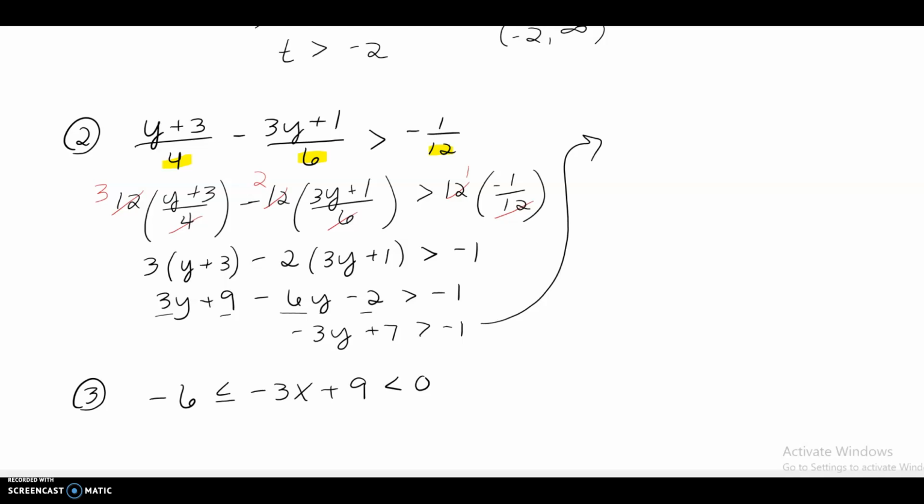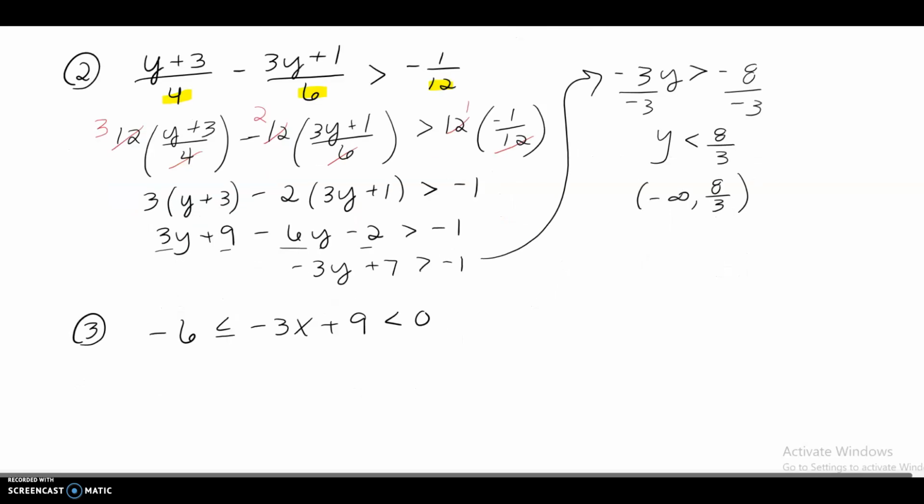Then I need to subtract 7 from both sides, so I'm going to have negative 3y is greater than negative 8, and then I need to divide both sides by negative 3. Whoops, I almost forgot to flip my inequality sign there, going too fast. So that will flip because I'm dividing by a negative number, and I get y is less than 8/3. Okay, so in interval notation, I will have parentheses negative infinity comma 8/3 parentheses.